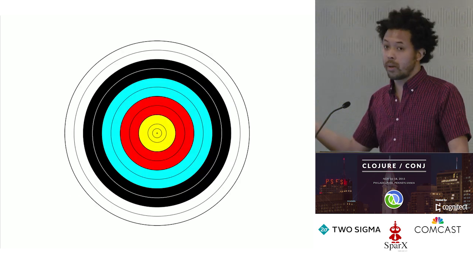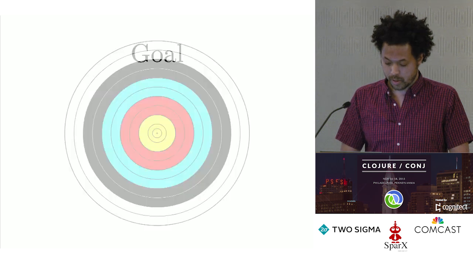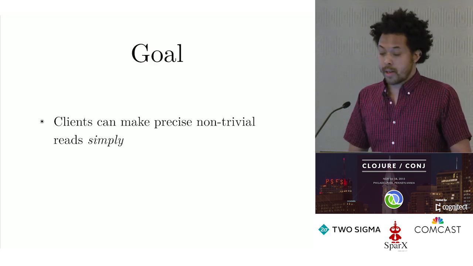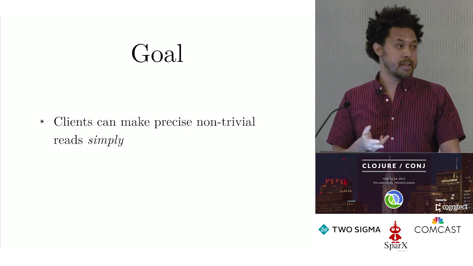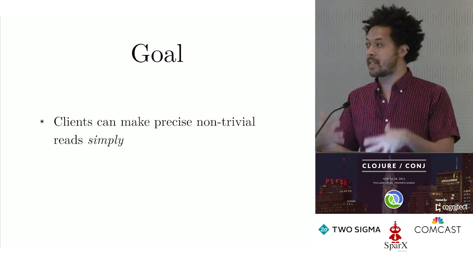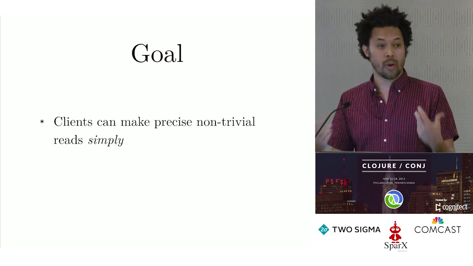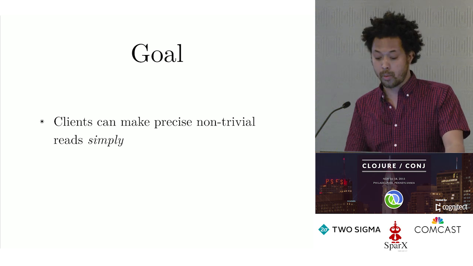OK, so what's the goal? The goal is actually really simple. I have two things that I want to accomplish with Om Next. One is that clients should be able to make precise, non-trivial reads simply. This is not something that's easy to do in most systems. You want to be able to actually say, this is exactly what I want, because I want to render it immediately. I don't want to transform it. And this should be easy to do. There shouldn't be a lot of ceremony around this.